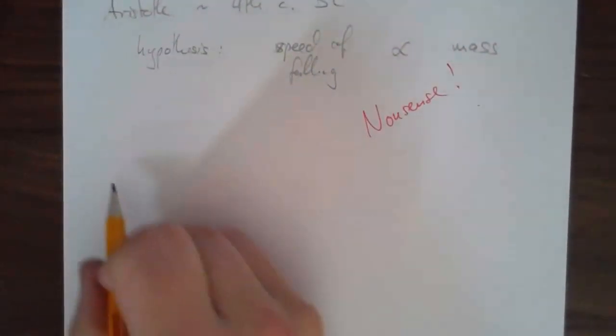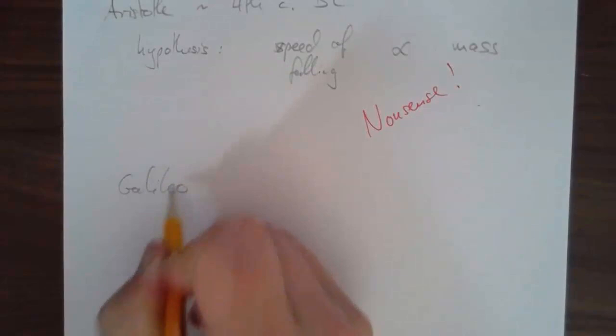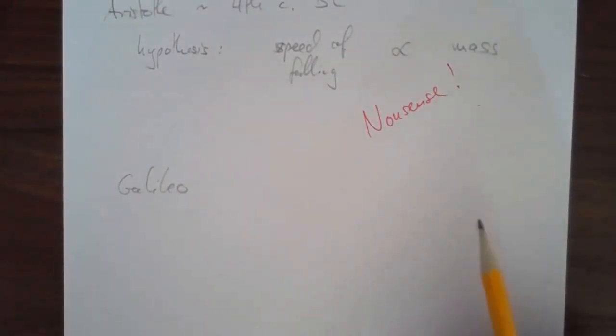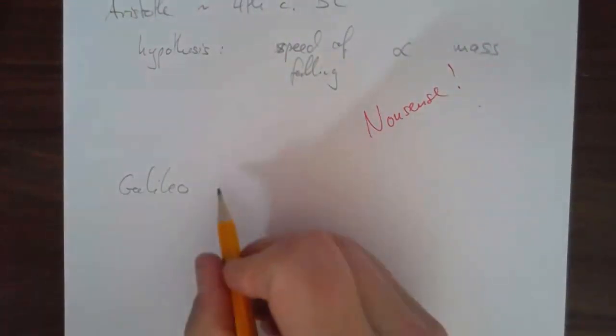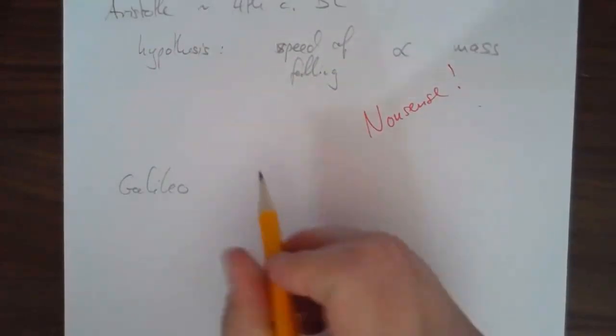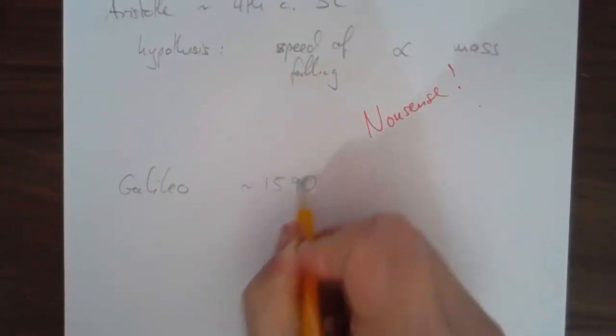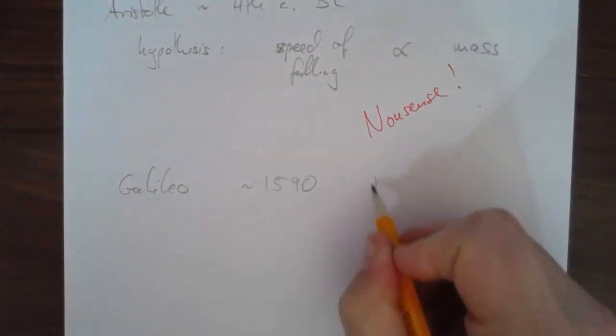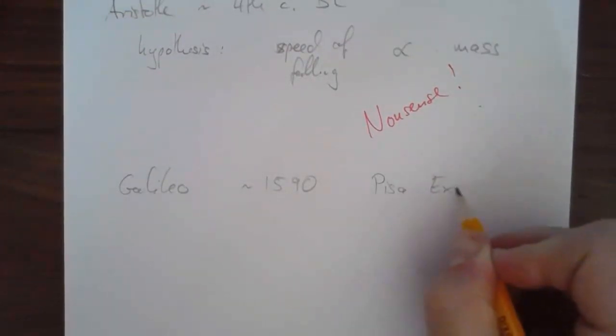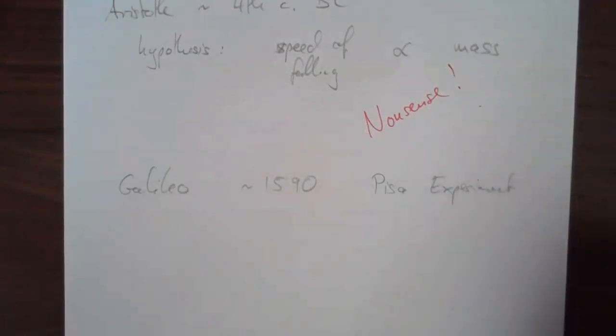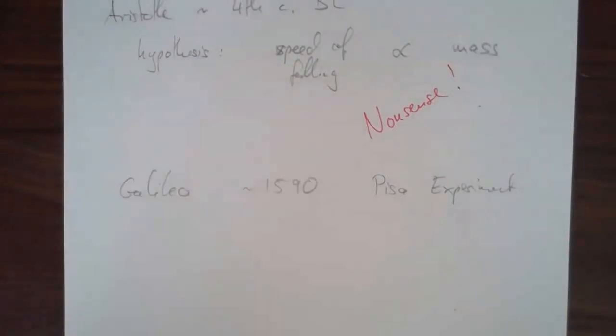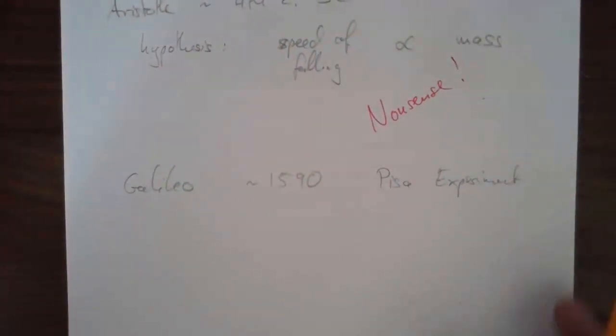And then famously, Galileo in Pisa dropped some weights from the Leaning Tower of Pisa and showed that at different weights they fell at the same rate. So this was around 1590, I think. The Pisa experiment. And that essentially showed that different objects take the same time to reach the bottom, no matter how big or small they are. He had two objects that both had negligible air resistance.